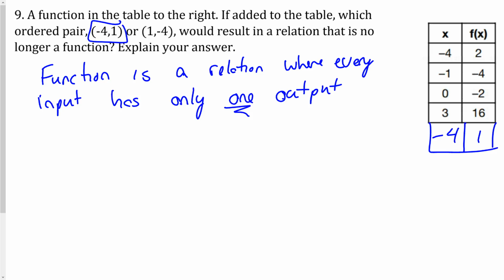If I added 1, negative 4, that's okay, because 1 goes to negative 4 and 1 doesn't go to anything else. Your y values can repeat. You can have two y values of negative 4. You can't have your x values repeat. Also, I'll say this now, explain your answer means that you are writing a sentence out.